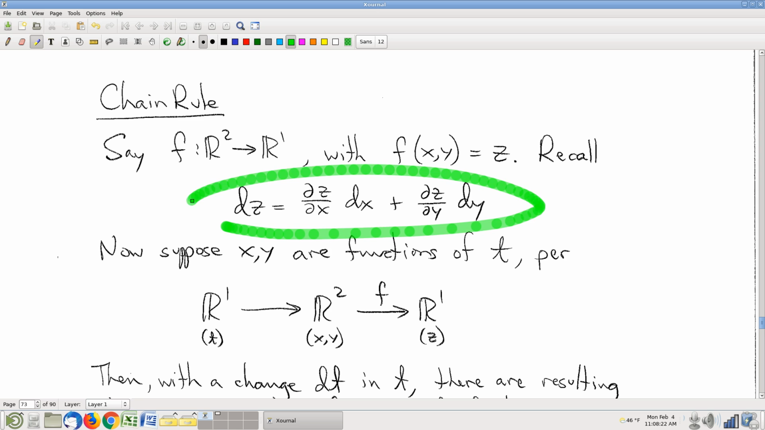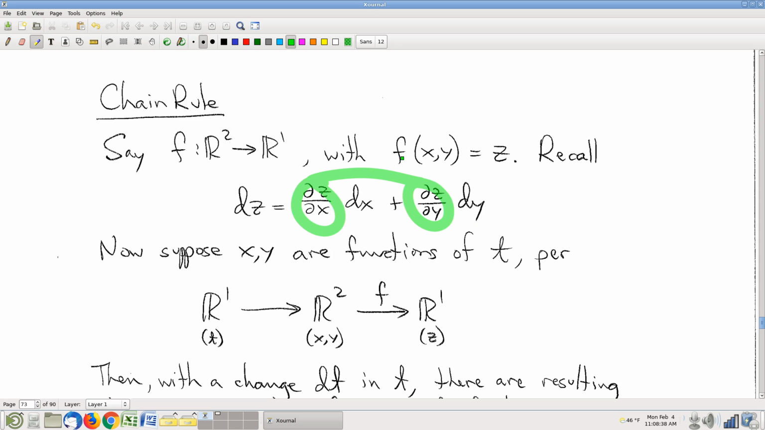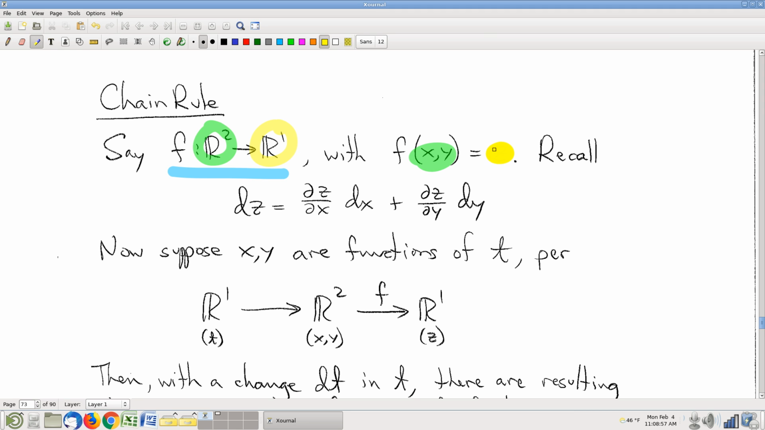We already have this formula right here. This is a different notation, but this is our linear approximation formula. There's that differential. Keep in mind that basically says L of x minus L of a. And here's gradient dot dx. A different notation for it, but same idea. What we have here is a function that takes R2 to R1. The two input variables are x and y, and the output variable is z. So that's our context here.